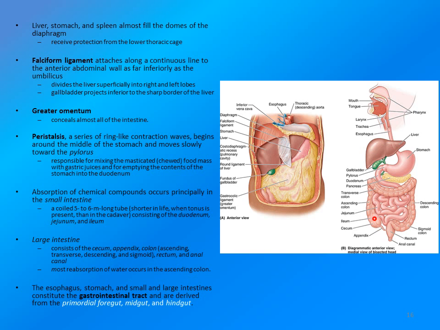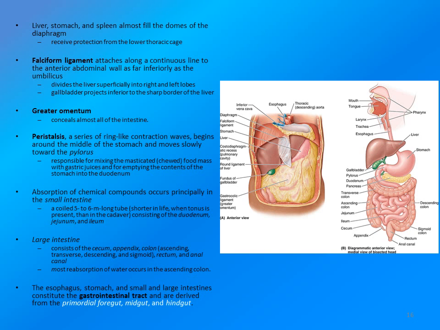Then we have the large intestine, consisting of cecum, ascending and transverse colons, descending colon, sigmoid colon, rectum, and then, of course, the anal canal. It also has some folds in it, such as the left or splenic flexure and the right or hepatic flexure. The main function of the large colon is the reabsorption of water that occurs as the luminal contents is pushed through. This results in the creation of feces.